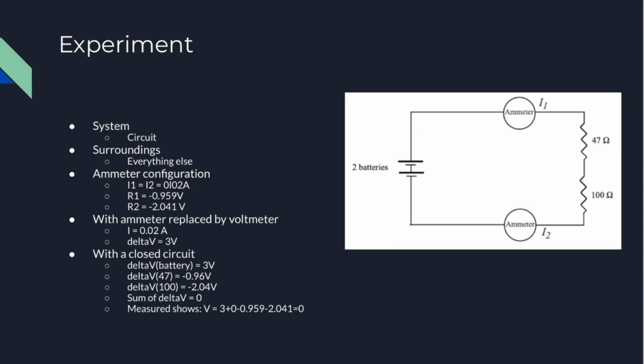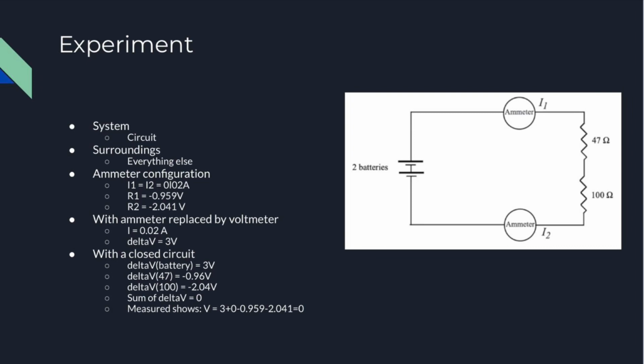In the ammeter configuration, we figured out that I1 was equal to I2, which was 0.102 amps, R1 was negative 0.959 volts, R2 was negative 2.041 volts. When replacing it with the voltmeter, we figured out that I was 0.02 amps and the potential difference was 3 volts. And with the closed circuit, we figured out the potential difference of the battery was 3 volts.